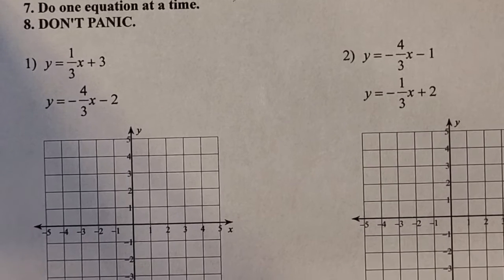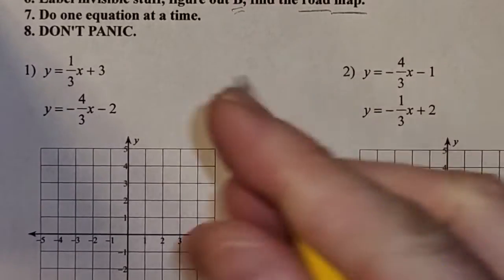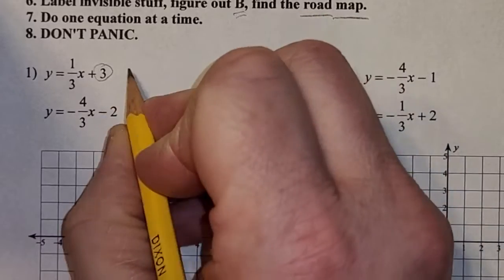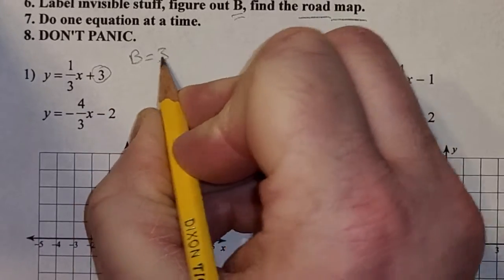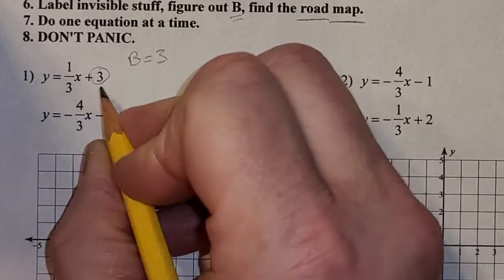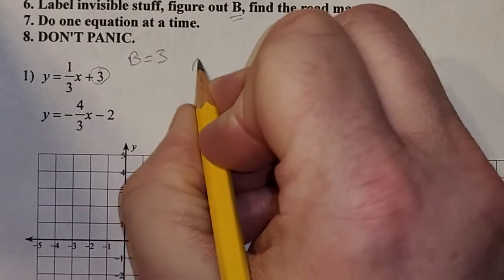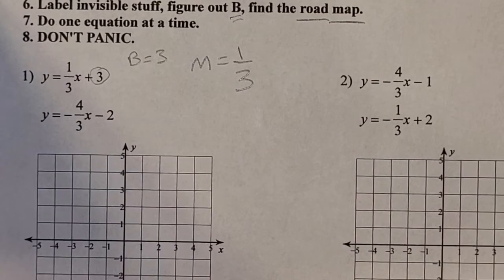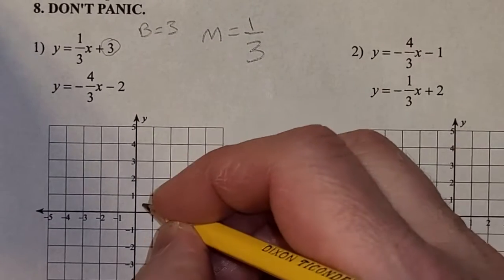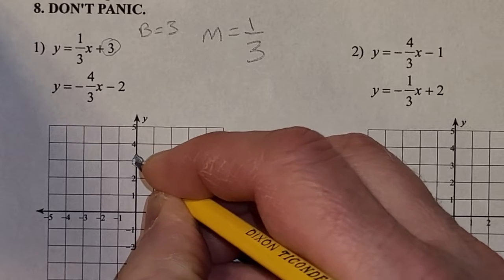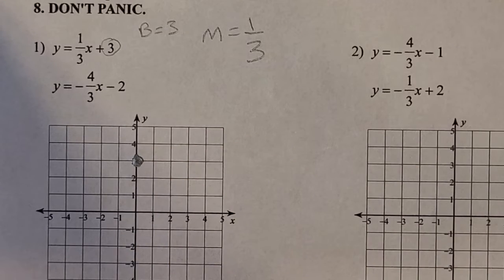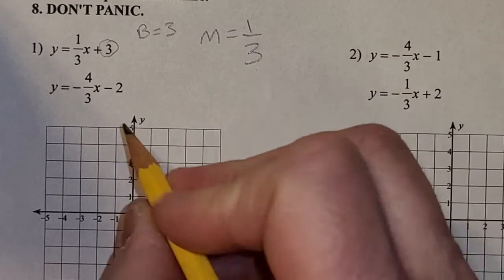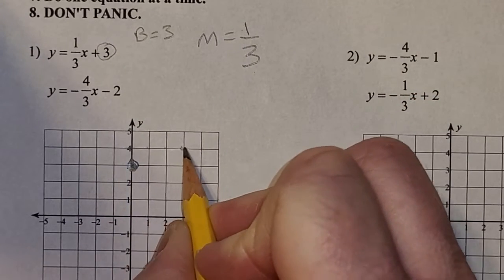So what we're going to do for number 1 is figure out that the 3 is the b, so b equals 3. And the road map slope is 1/3. m equals 1/3. So we start here on our graph. We find 3. 1, 2, 3. And the road map tells me 1/3, which is up 1, right 3. Up 1, right 3.